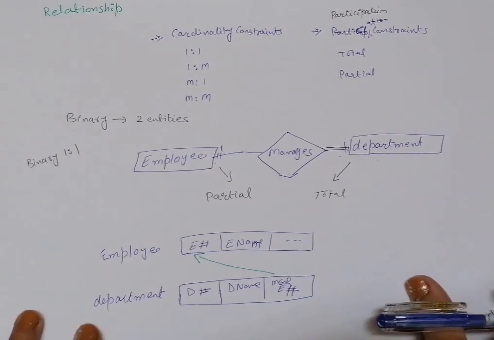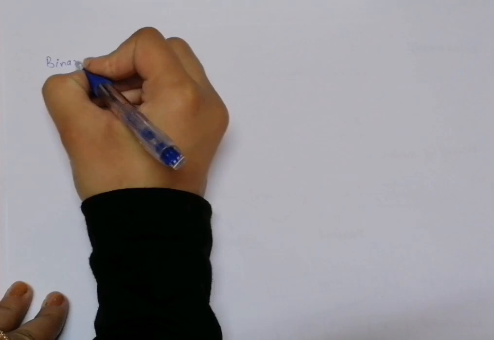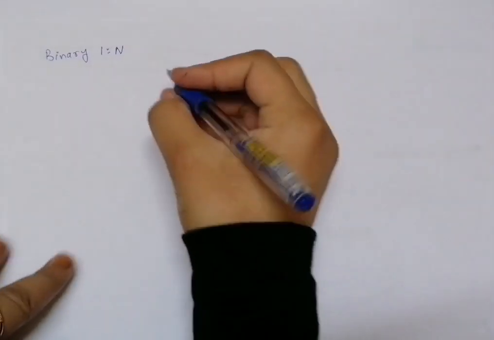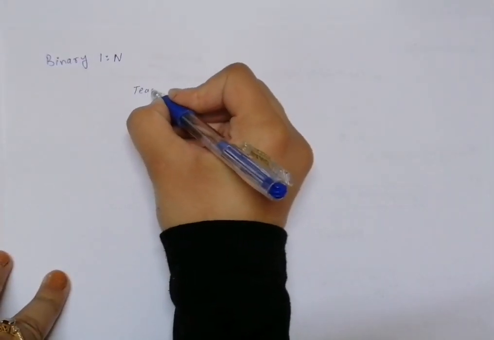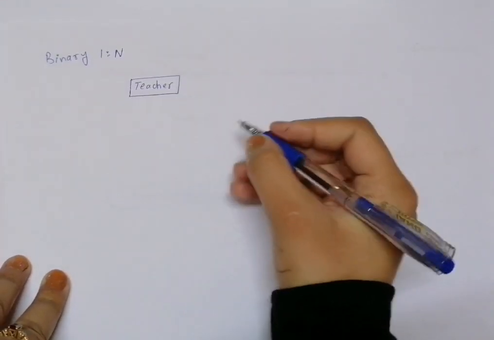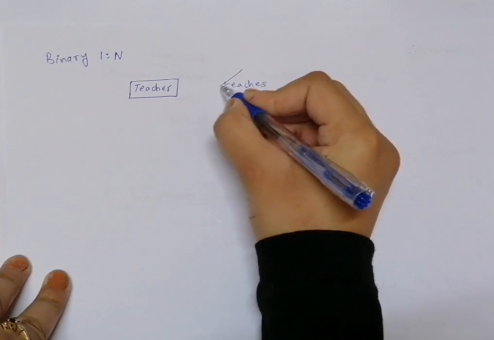Okay, now let's consider another case, a binary one-to-many relationship. So let's take another case, binary one-to-many. Let's say I have an example of a teacher entity, and a teacher teaches a particular subject.